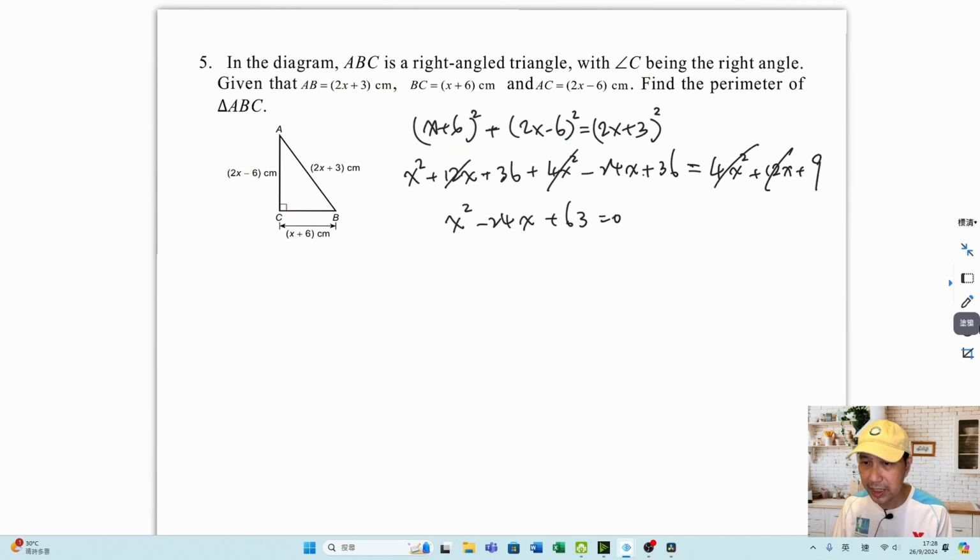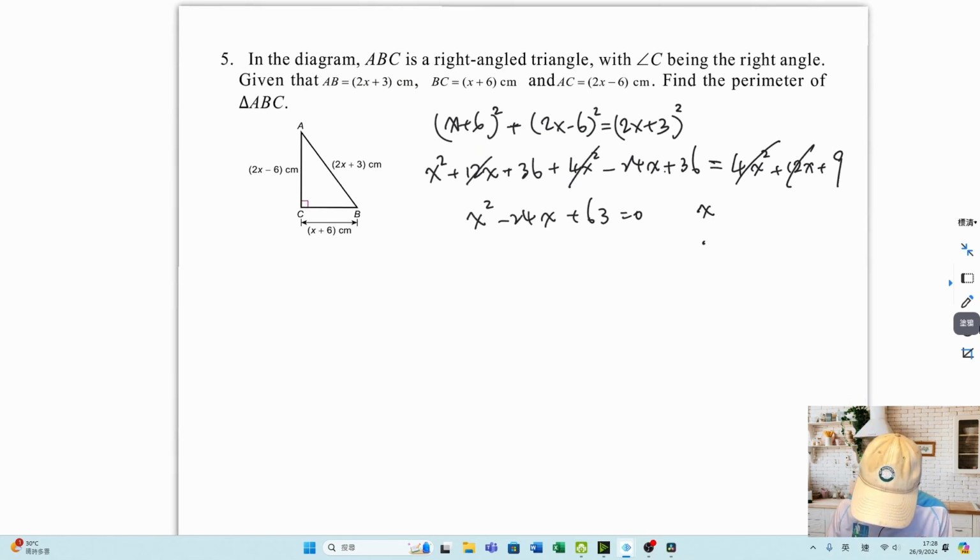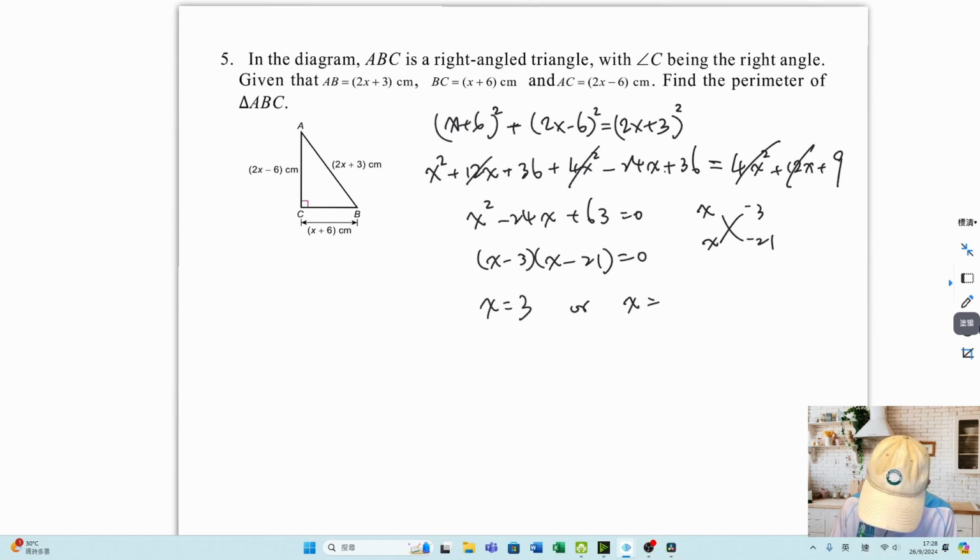This one is quite straightforward. So x, and 3 and 21. So we have the factorization of it: x minus 3, x minus 21 is 0. So x is equal to 3 or x is 21.